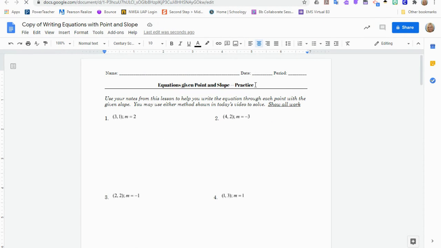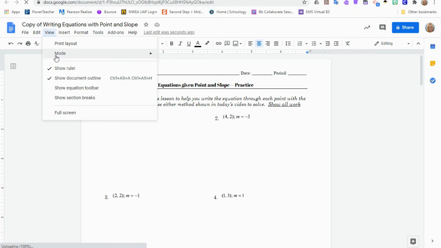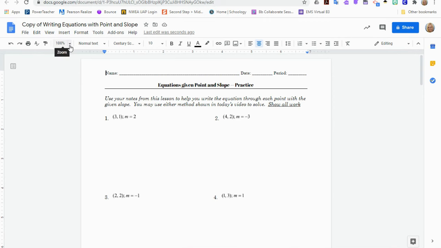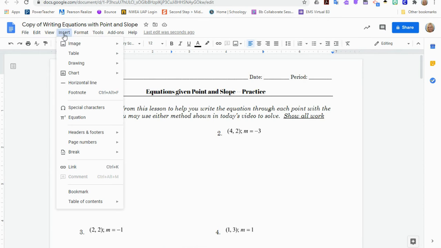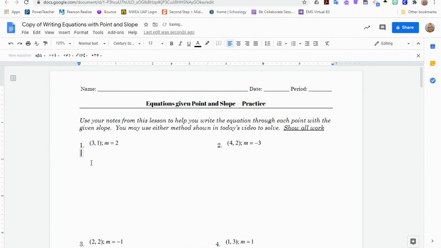So here's our document. If you need to zoom in and out, you can by going to View, and then you can go to Zoom. Up, we're in editing mode, sorry. Or you can change this to a number that's higher than 100%. Okay, so when it comes to using the equation editor, let's say you want to solve this and you want to type using equations. If you go to Insert, and then you see where it says Equation, that pops up and it's going to put an equation box there for you.